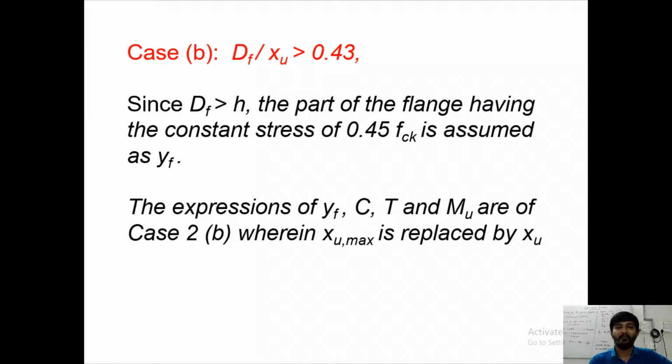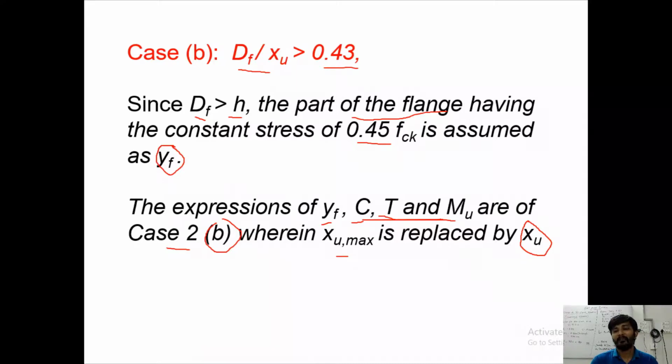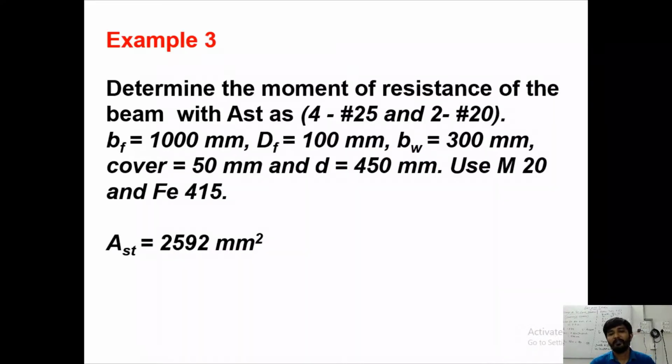Case number B, DF divided by XU is greater than 0.43. Since depth of flange is greater than H, the part of flange having the constant stress of 0.45 FCK is assumed as YF. The expressions of YF, C, T, MU are of case 2 part B, where XU max is replaced by XU. So here also we need to see this second case part B and replace XU max by XU in the formulas. So let us see one small example for that.